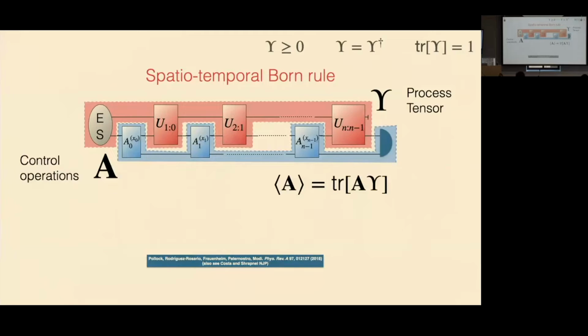It describes a quantum process, and it's a tensor. Hence the name process tensor, not very creative. We debated a billion other names, but came up with that. I don't know why. And the blue tensor is a control tensor.